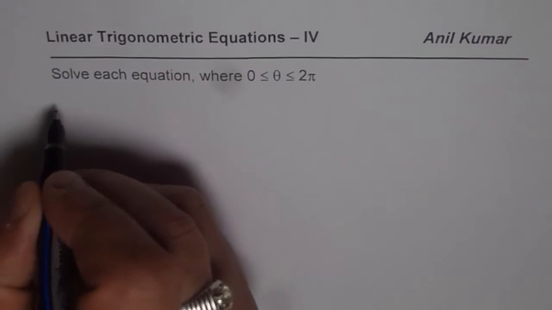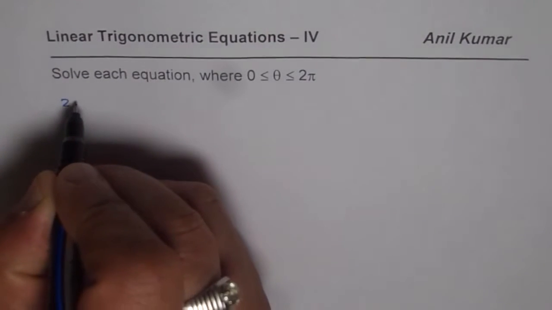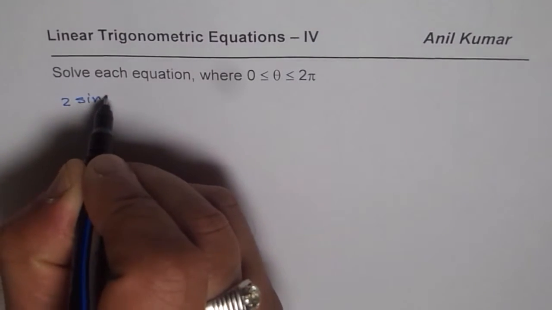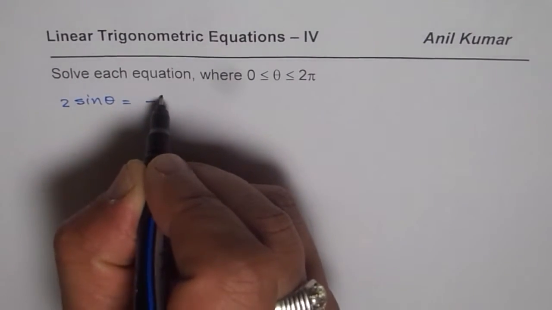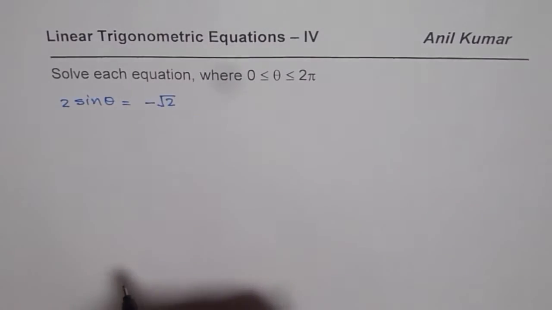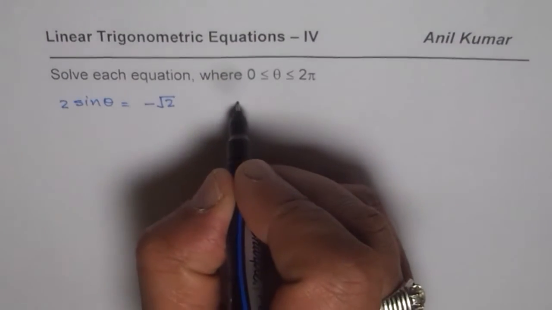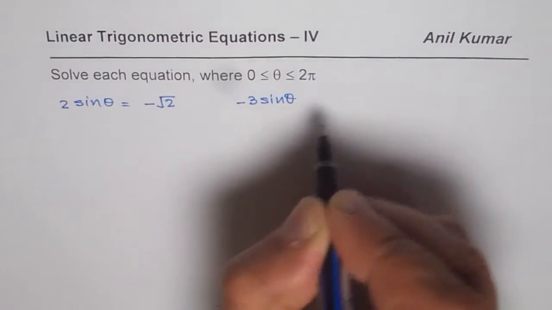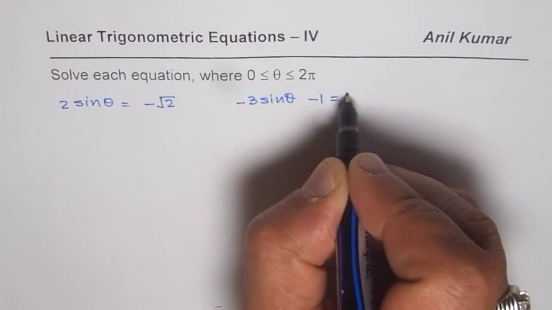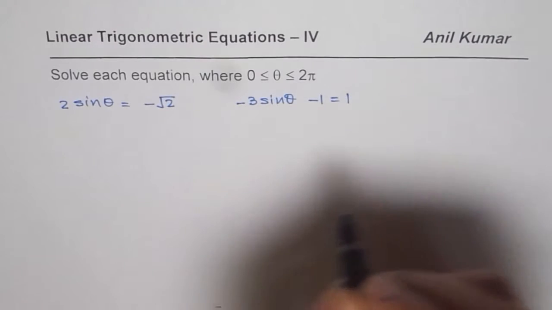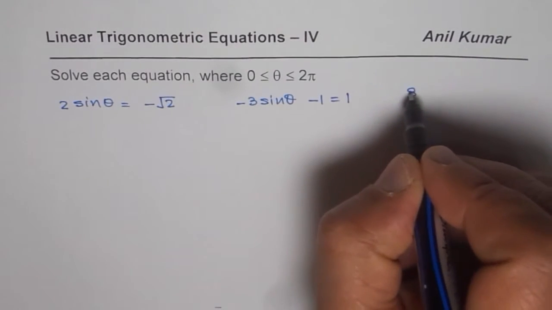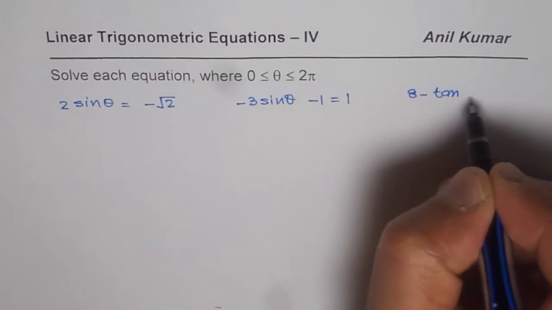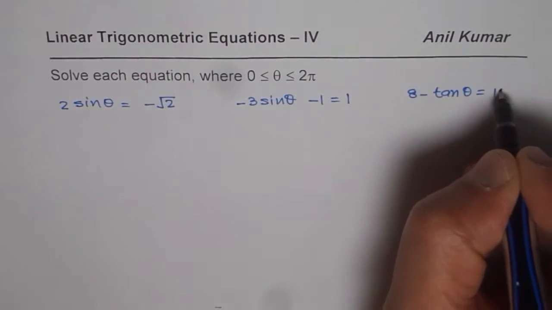So let me take a few equations. Let's say the first equation is 2 sine theta equals minus square root 2. Let this be one of our equations. The other one is minus 3 sine theta minus 1 equals 1. And let me take one as a tan equation. Let's say 8 minus tan theta equals 10.